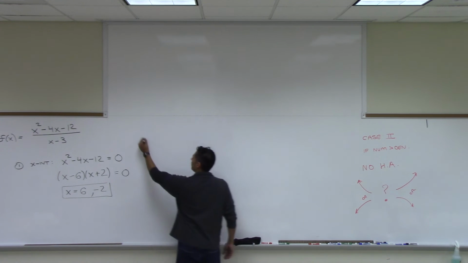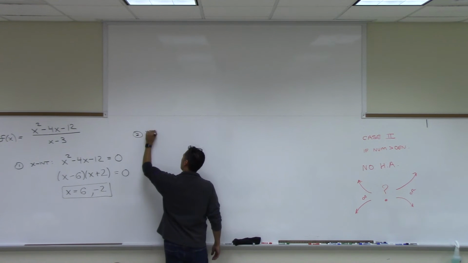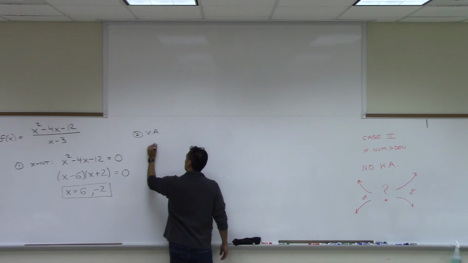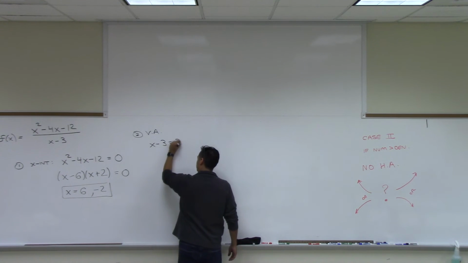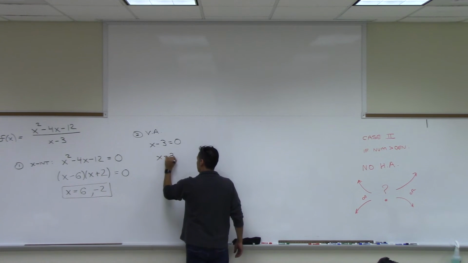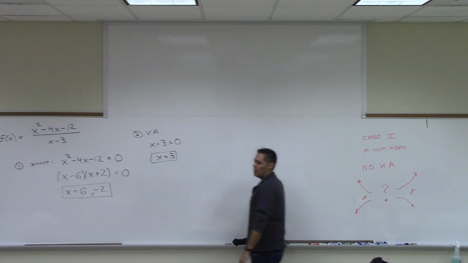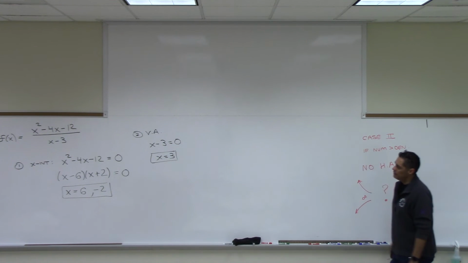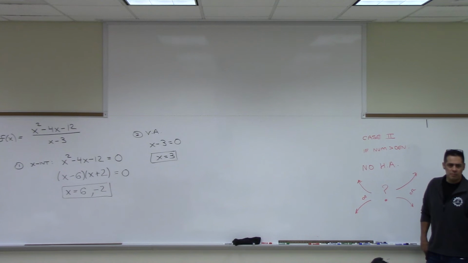Second step, vertical asymptotes. Set the bottom to 0. Easy money. X is 3. Just move the 3 over, or add 3 to both sides. We still good?